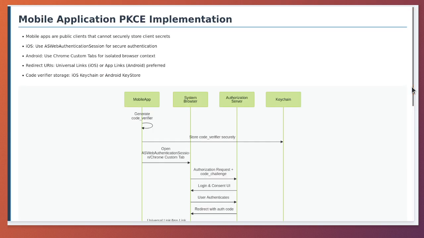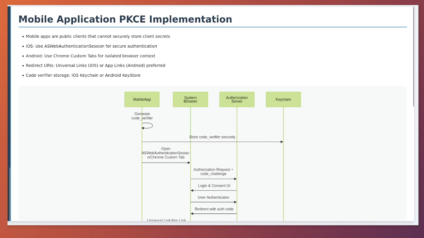Mobile applications are considered public clients in OAuth 2.0 terminology, which means they cannot securely store client secrets. The application binary can be decompiled or inspected, making any secrets embedded in the code discoverable. This is fundamentally different from server-side web applications that can store secrets in secure server environments. Before PKCE, this limitation made mobile applications vulnerable to authorization code interception attacks.